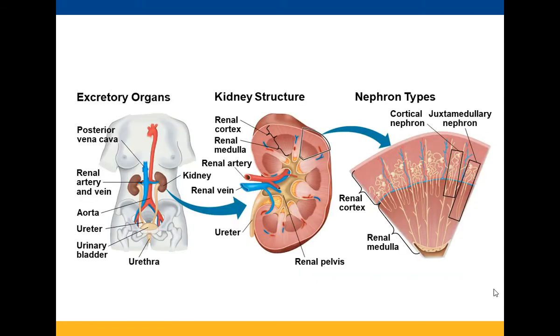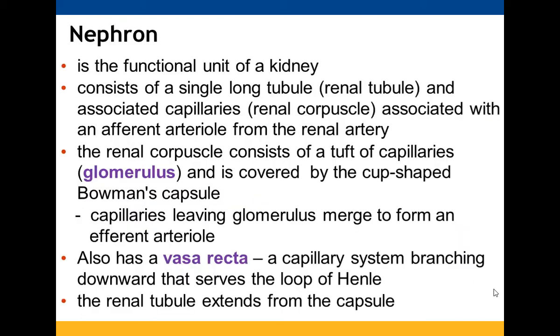Okay, we're going to spend a lot more time on the structure of the kidney and the nephrons that make up the kidney. Nephrons are your kidney's functional unit. Each nephron will consist of a renal tubule and a renal corpuscle, which is just a bunch of capillaries that have an afferent arteriole that's coming from the renal artery, so where they get their blood.